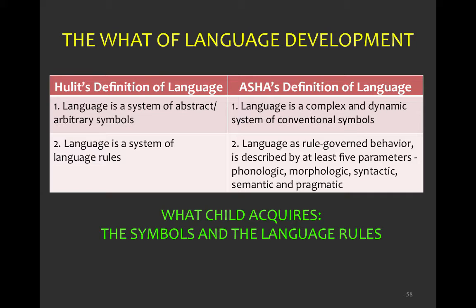In item 2, both definitions describe language as rule-governed, and ASHA's definition describes the 5 rule systems for us: phonologic, morphologic, syntactic, semantic, and pragmatic. So what does the child need to acquire? The symbols and the rules of his language.